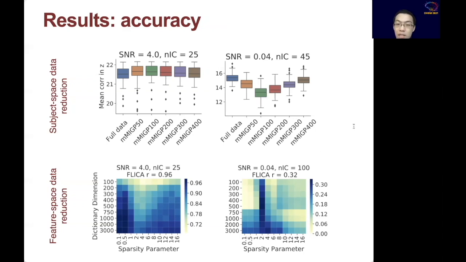For dictionary learning, we tested the influence of signal-to-noise ratio, component number, dictionary dimensions, and dictionary sparsity. The figure on the bottom shows that in almost all circumstances, the optimal performance given by dictionary learning matches that of the non-reduced analysis. In summary, for the simulation, we can obtain very significant data reduction, both in subject space and in spatial space, through these two approaches.